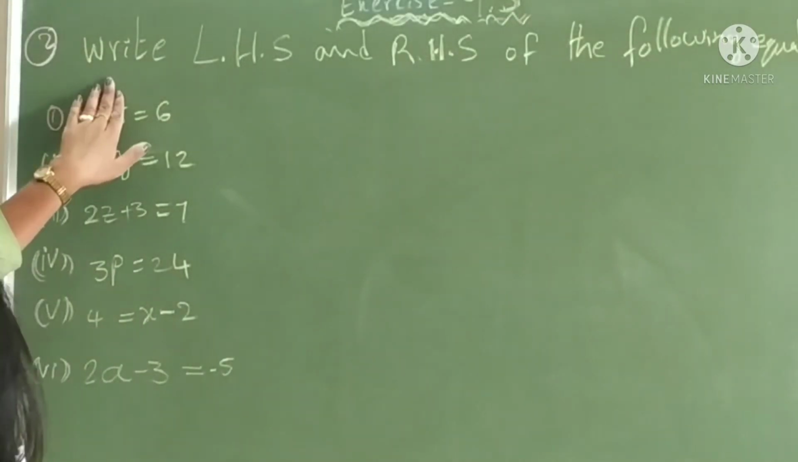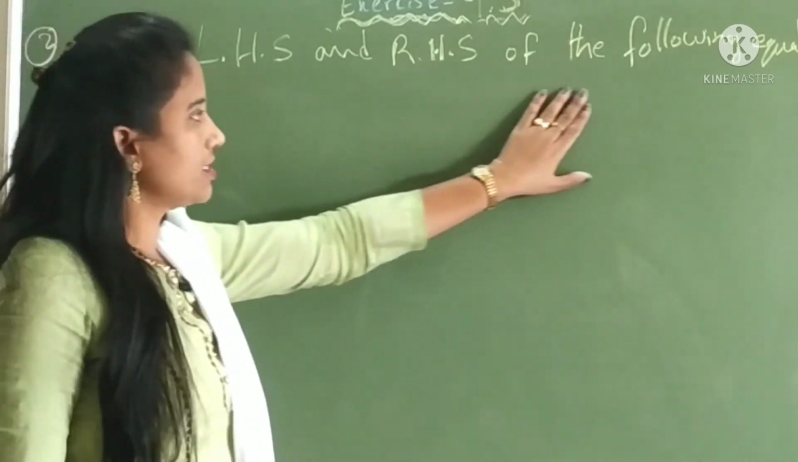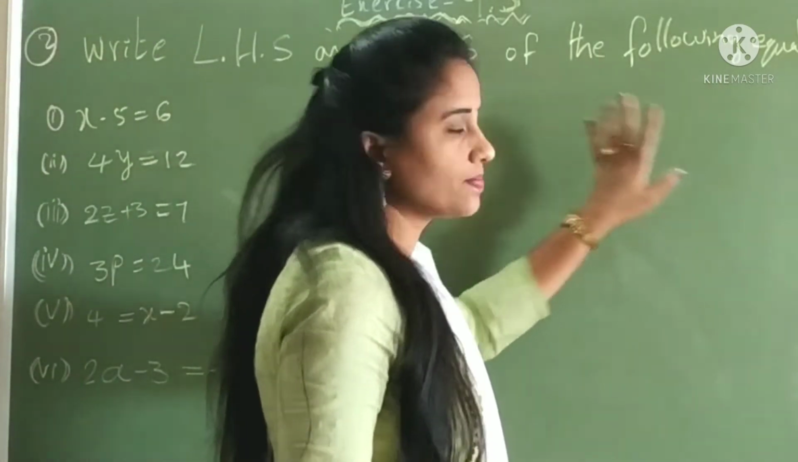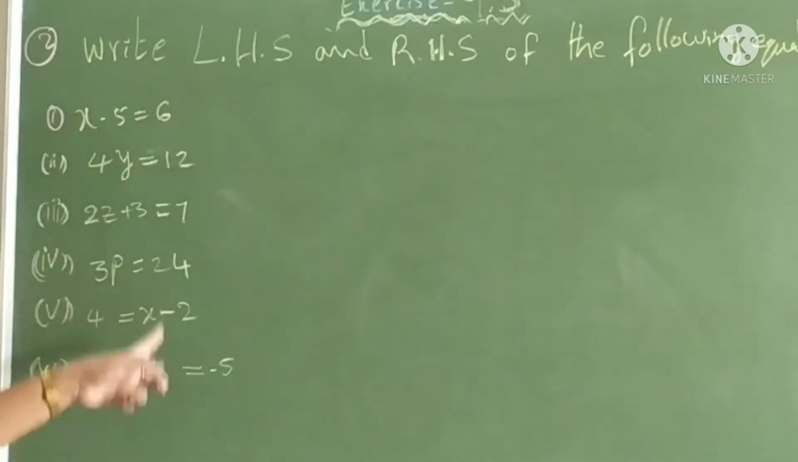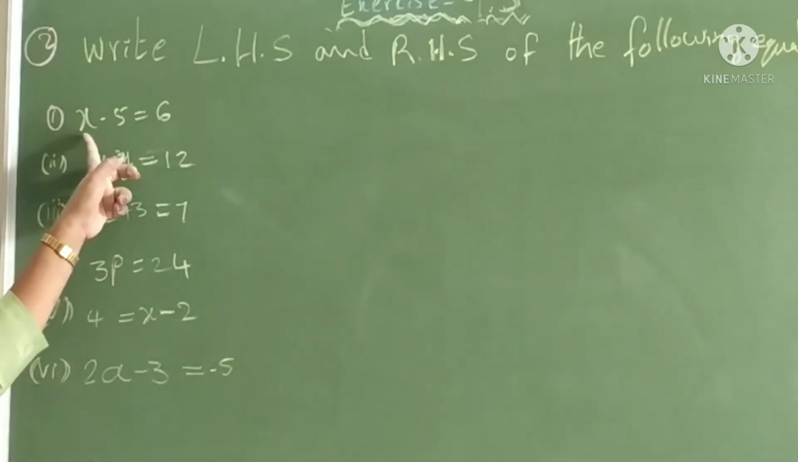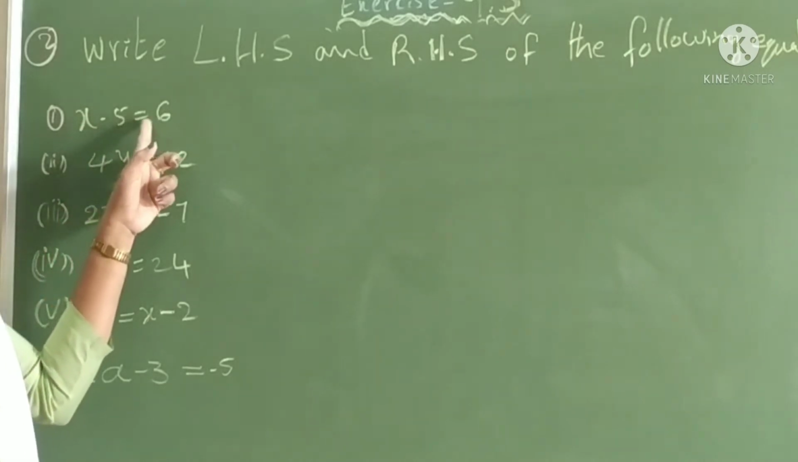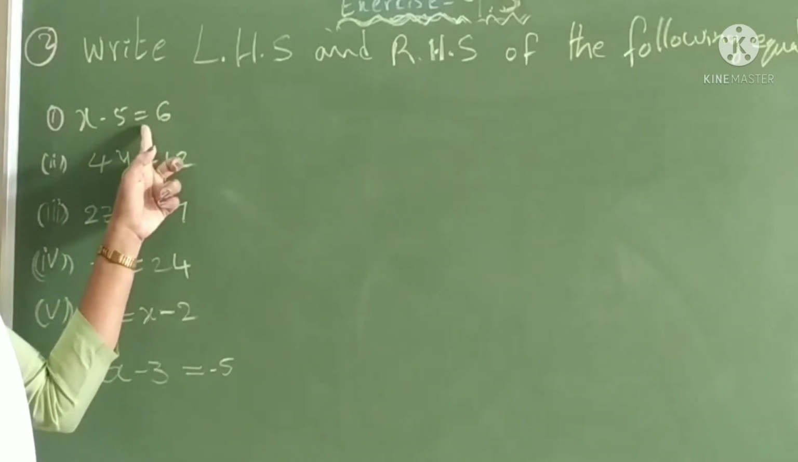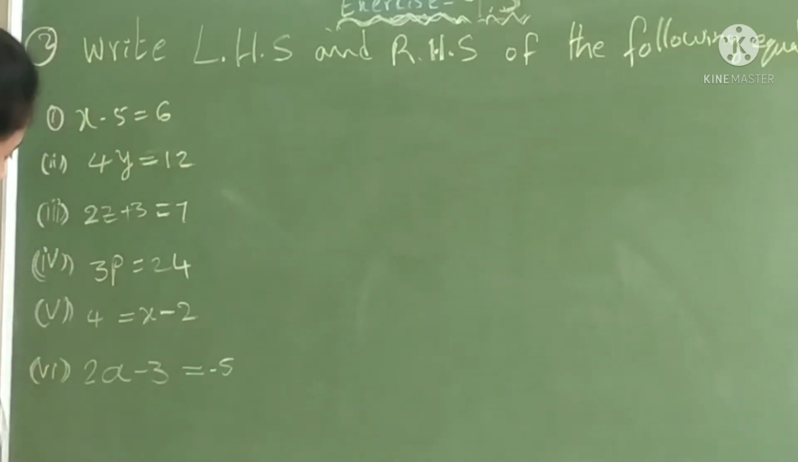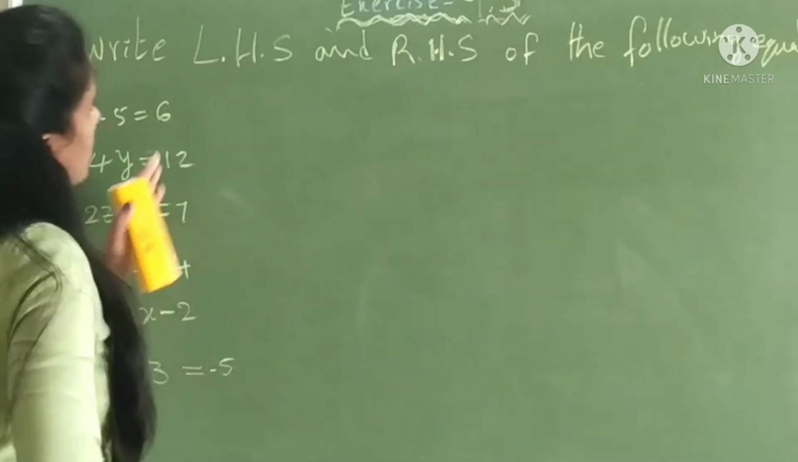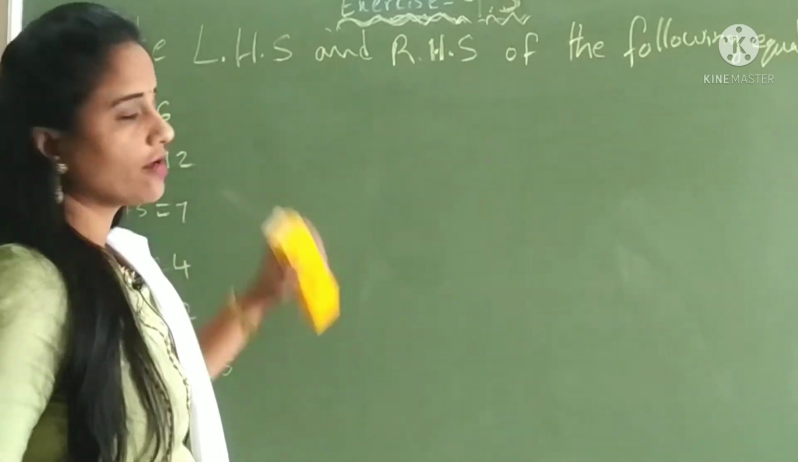Write LHS and RHS of the following equations. See, they have already given equations. These all are equations. They have two expressions in between, with an equal to sign. So these all are equations. Write LHS and RHS of the given equations.